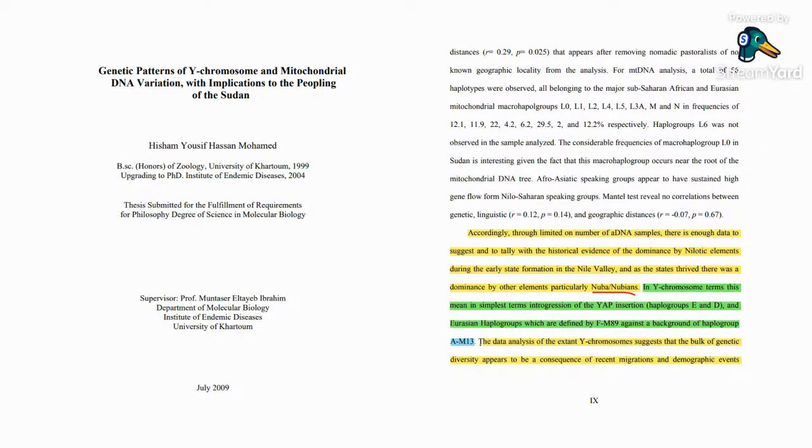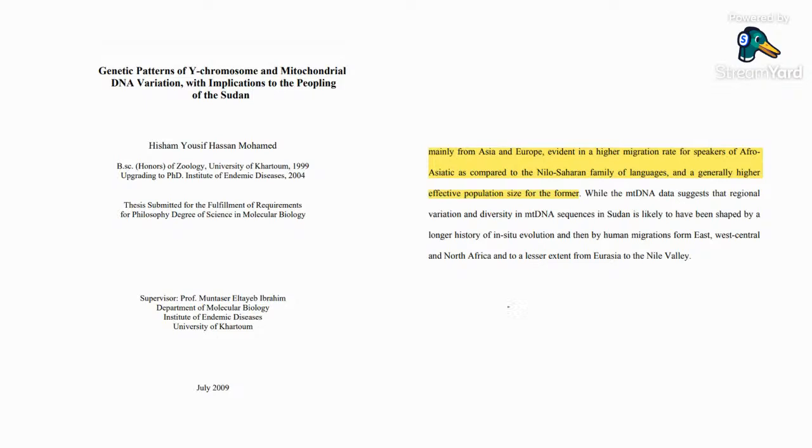The data analysis of the extant Y chromosomes suggests that the bulk of genetic diversity appears to be a consequence of recent migrations and demographic events, mainly from Asia and Europe, evident in a higher migration rate for speakers of Afro-Asiatic as compared to the Nilo-Saharan family of languages, and a generally higher evident effective population size for the former.